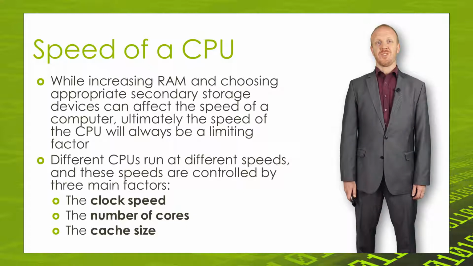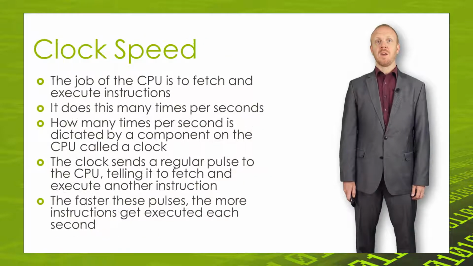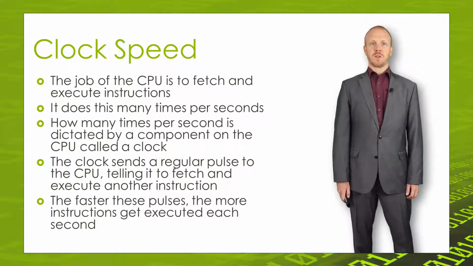Adding more RAM and choosing suitable secondary storage can make a big difference to the speed of a computer, but ultimately the CPU is a major limiting factor. Different CPUs run at different speeds, and these speeds are controlled by 3 factors: the clock speed, the number of cores, and the cache size. Well, first let's look at the clock speed.